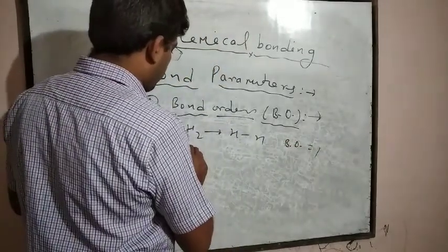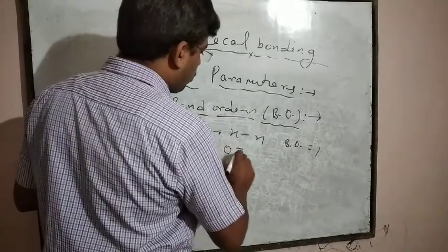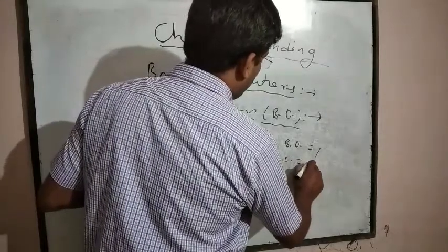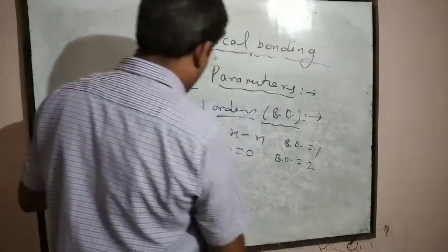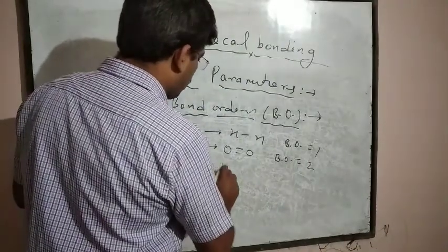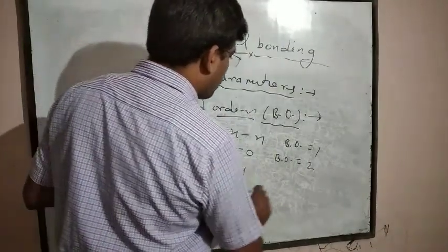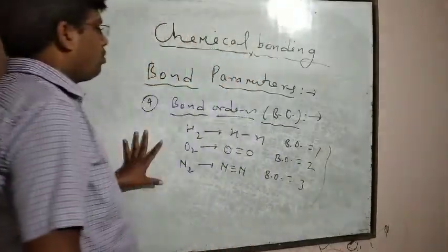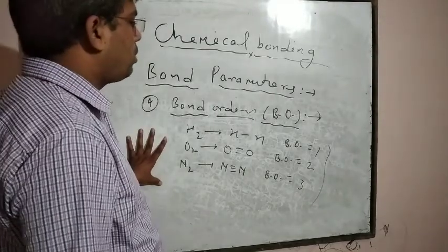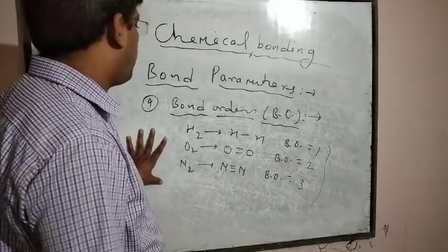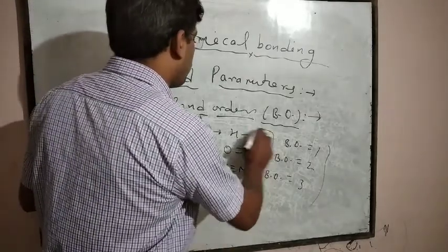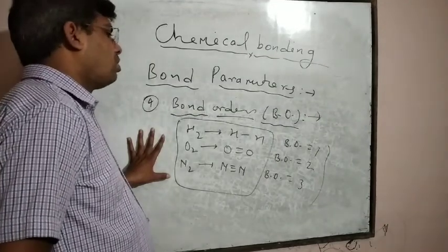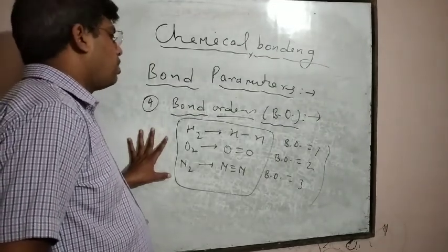Now, if O2 is taken, O double bond O, the bond order is equal to 2. Now, if N2 is taken, this is N triple bond N, and the bond order is equal to 3. So this is the bond order. Bond order is equal to the number of bonds between two atoms.